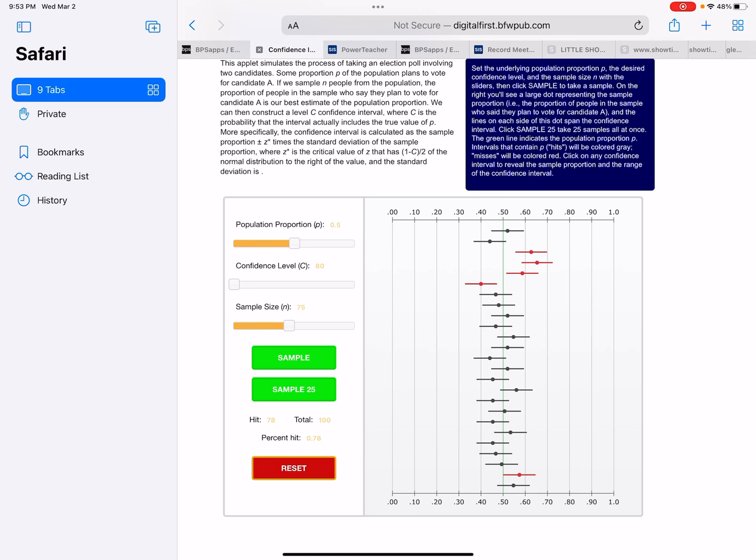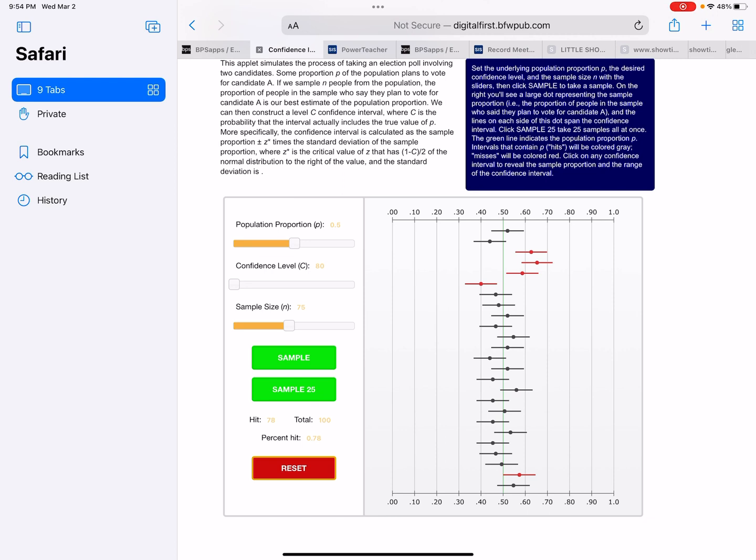Basically what's happening here is if we take many, many confidence intervals, our confidence level indicates how many confidence intervals we would expect to capture the true proportion. So if we have an 80% confidence level, then we're expecting about 80% of the confidence intervals to include the true proportion.